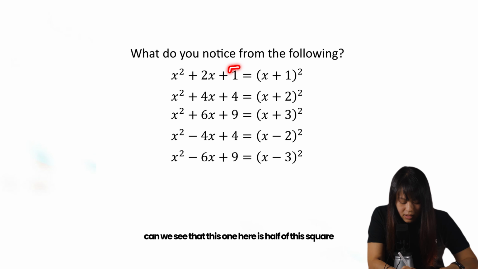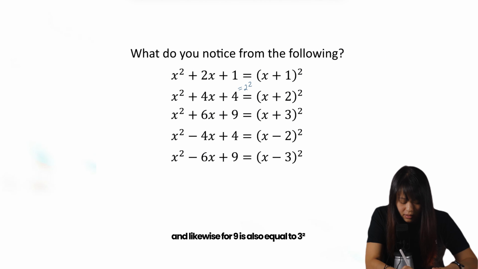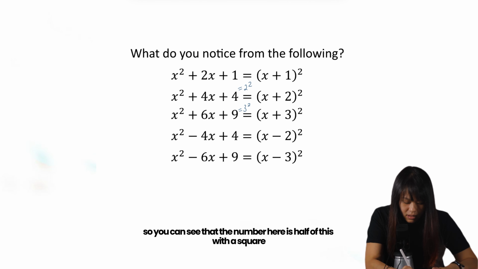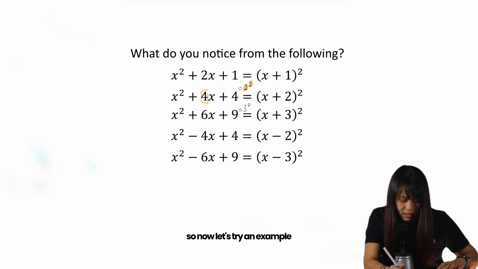Can we see that this one here is half of this squared, and 4 is half of this squared, meaning this is actually the same as 2², and likewise 9 is also equal to 3². So you can see that the number here is half of this, squared. This will be the important point where we do our completing the square. So now let's try an example.